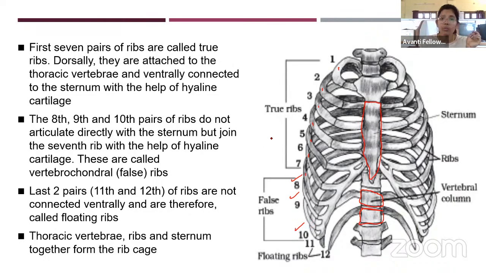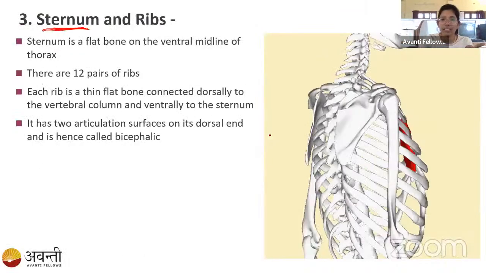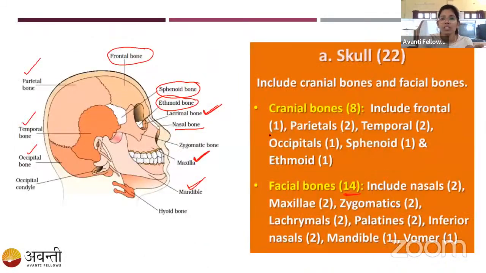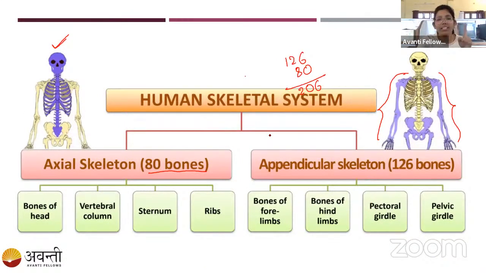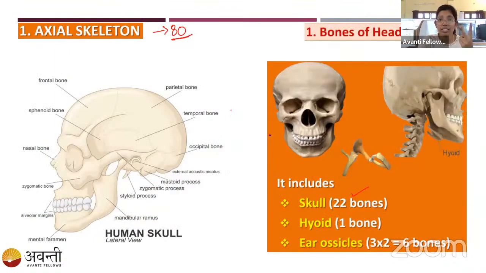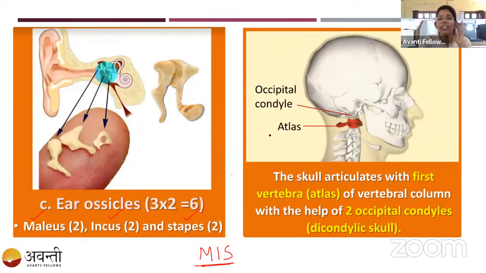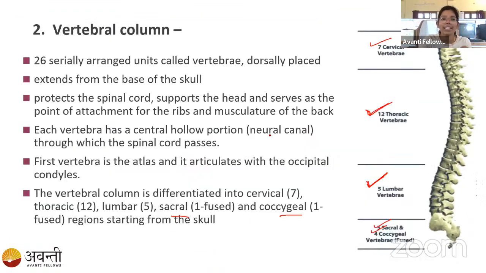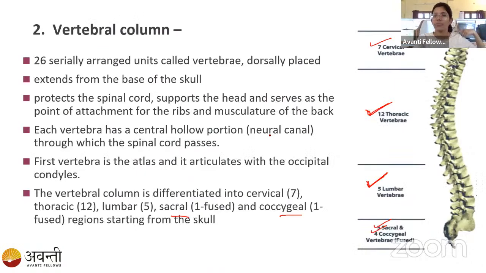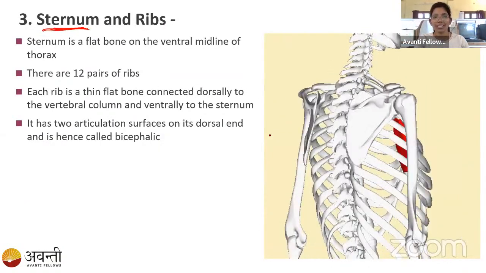So I am going to repeat everything again just for a quick revision. The human skeleton has the axial skeleton and the appendicular skeleton. In the axial skeleton, there is the head bone with 29 bones and 1 hyoid, and 3 ear ossicles. These all come under the head bone. Next is the vertebral column. After the vertebral column, 1 sternum.